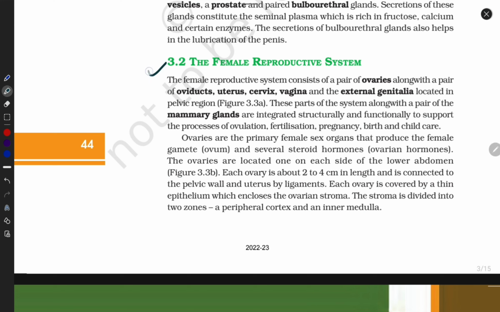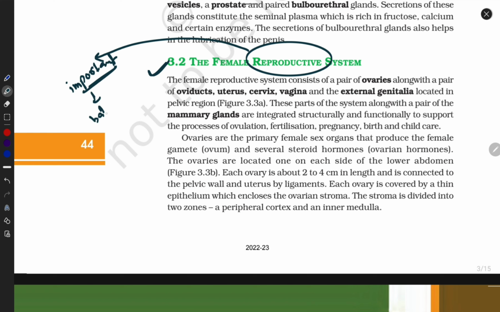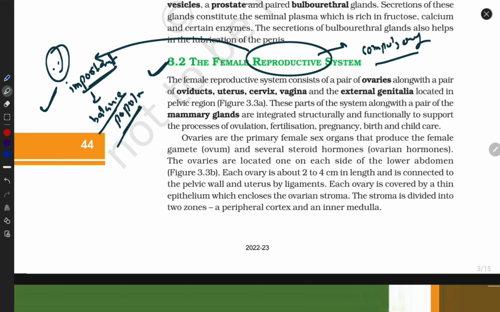Let's start with the female reproductive organ. Before starting, let me clear one thing about reproduction. Yes, we know that reproduction is important, so animals can balance their population, whether it may be lion, cat, dog, or human. But this is not compulsory. It is not necessary that without reproduction you die. This is important, but it doesn't mean that without reproduction you will die in the future. It is helpful in balancing the population on earth.